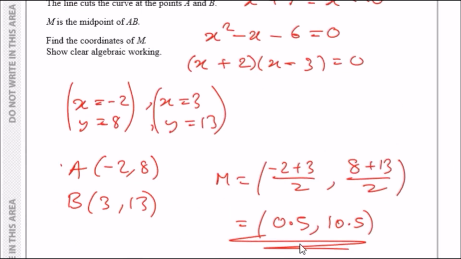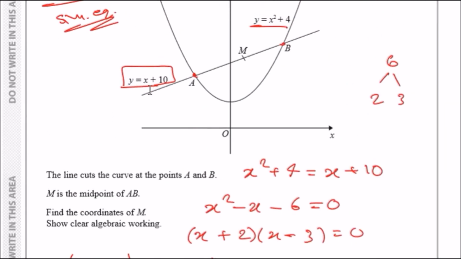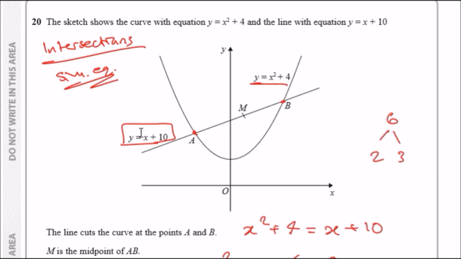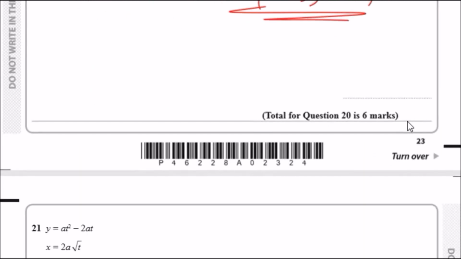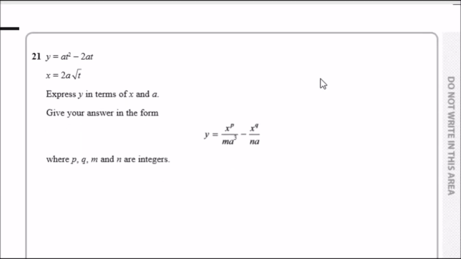To double check it, if you plug 0.5 into the x coordinate, because it's on the line, you should get 0.5 plus 10, 10.5. Yep, it's fine. Seems good to me. Let's move on to 21, guys.